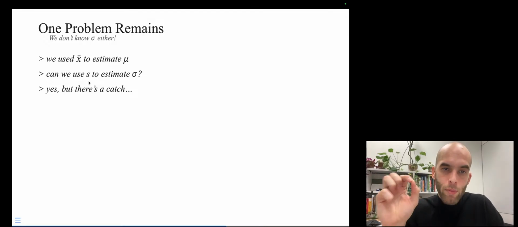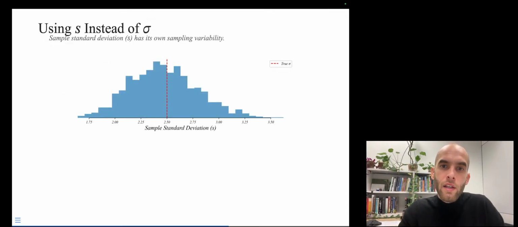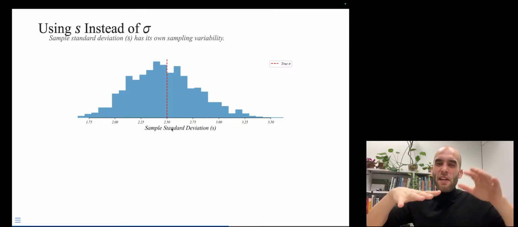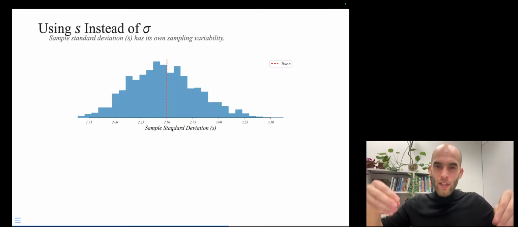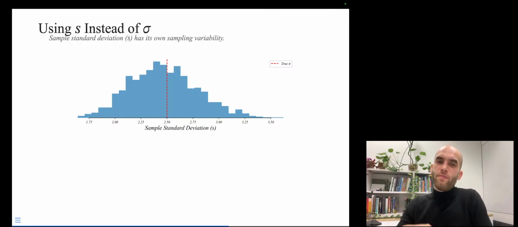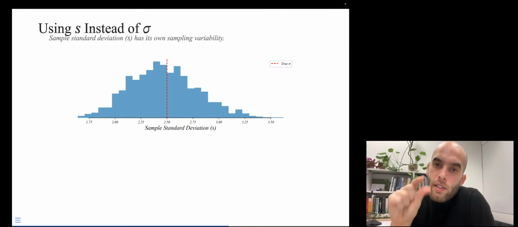S is a sample statistic, which means there's sampling error with S, like there is with x bar. And so what I've done here is I've actually just run a bunch of samples and then plotted the histogram of the sample standard deviation. So the standard deviation tells us the variability in the sample. This tells us the variability in the variability of the sample. So it's sort of one level higher. The variability in the sample varies.